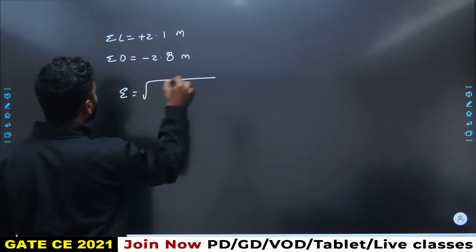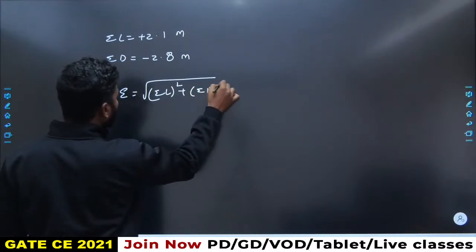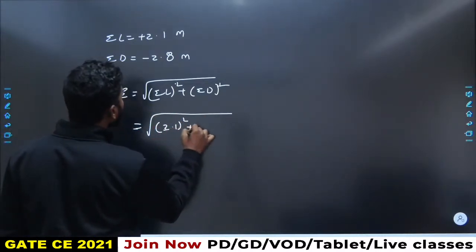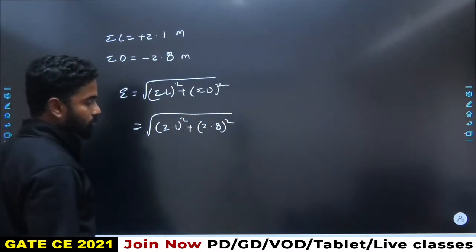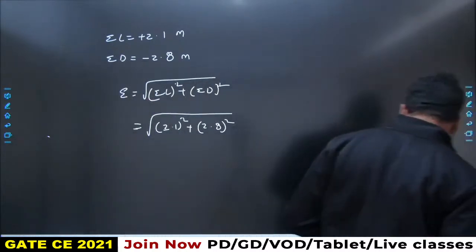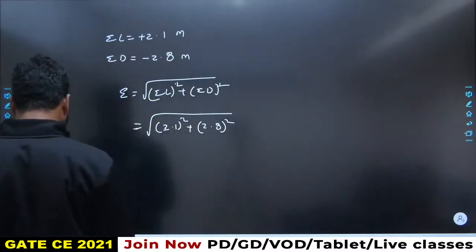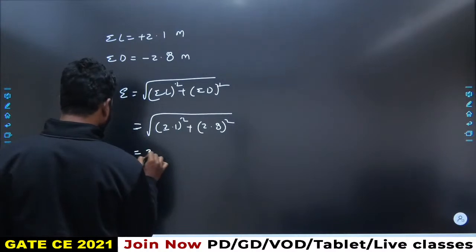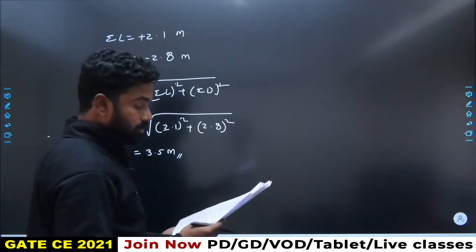If you want the closing error, that is equal to the square root of (sigma L) whole square plus (sigma D) whole square. So that is 2.1 whole square plus 2.8 whole square, that is 2.1 multiplied with 2.1 plus 2.8 multiplied with 2.8, which is 12.25. The square root of 12.25 is 3.5. So the answer is 3.5 meters.